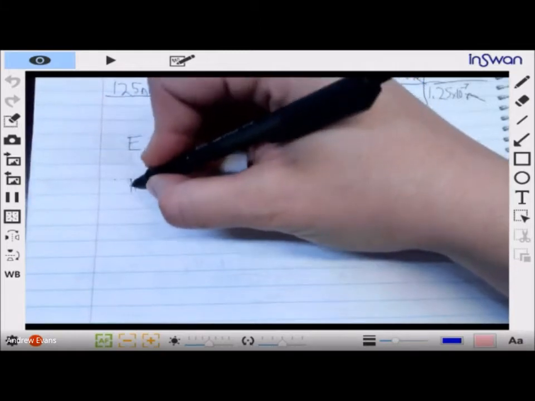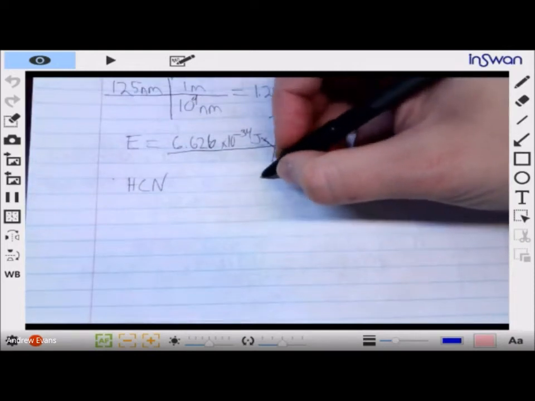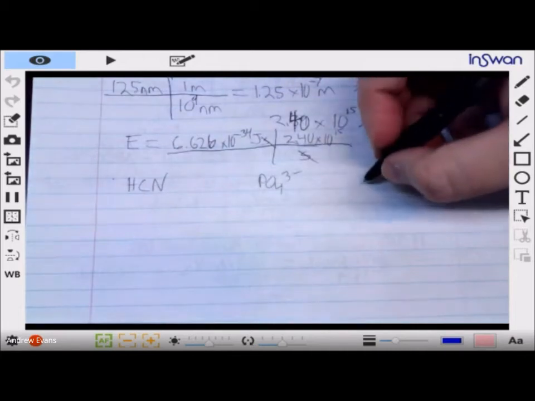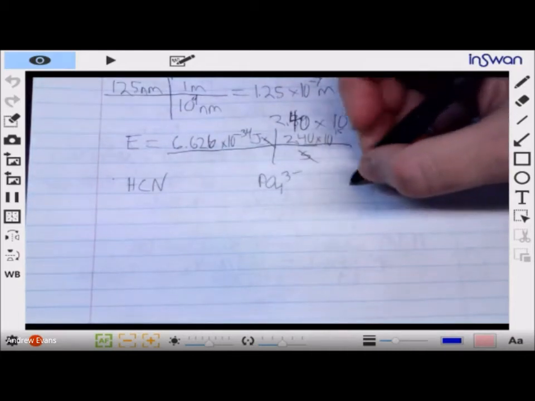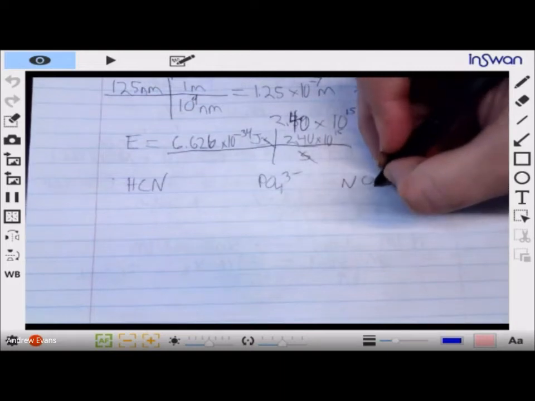Like, say, if I'm going to do HCN, we'll try PO4 3 minus, and then we'll try NO2.